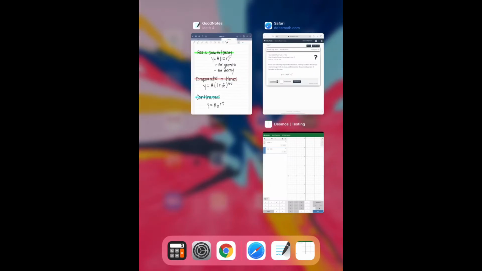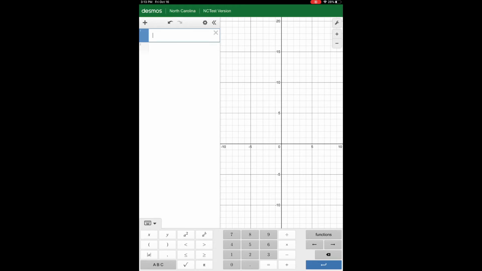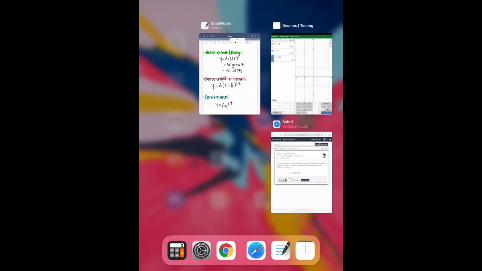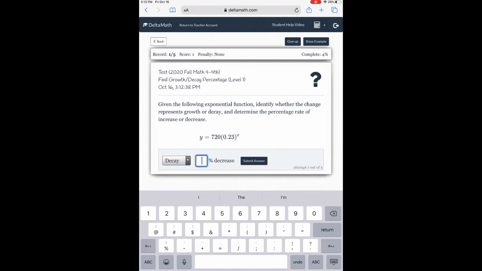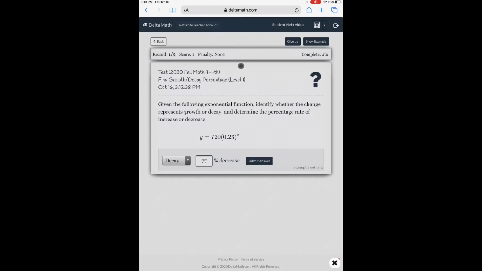So I'm going to go to Desmos, and in Desmos, again, I can do 1 minus 0.23, and that's going to give me 0.77, or I can do 0.23 minus 1. Like I said, it's going to give you a negative. That negative, you just drop it. So it's 0.77 decimals away from 1. So 0.77 as a percentage, multiplied by 100, is going to be 77%. So this was decay, and my decay was 77% because it was 0.77 below 1.